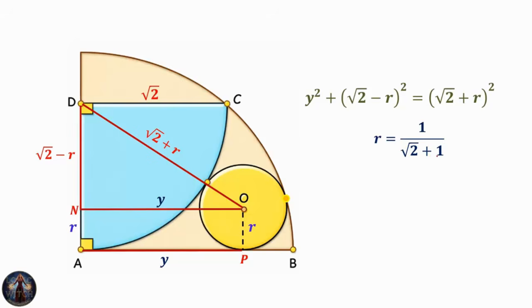Now as the denominator contains an irrational number, we need to rationalize it to give the final answer, and after rationalizing, I'll get the value of r as root 2 minus 1. So that's my answer for the radius of the circle.